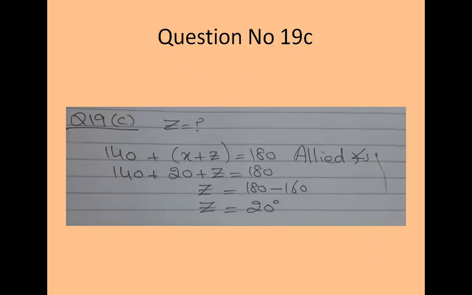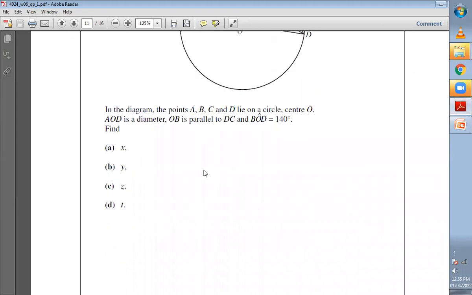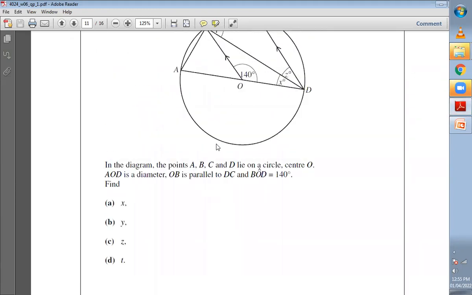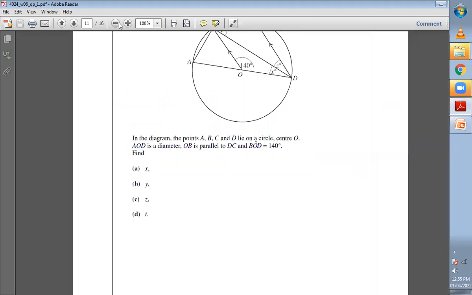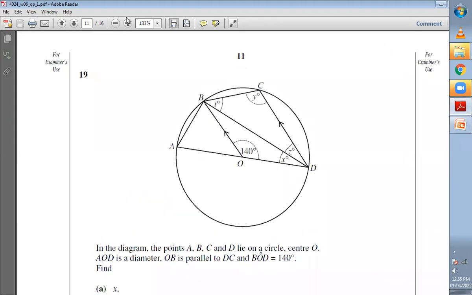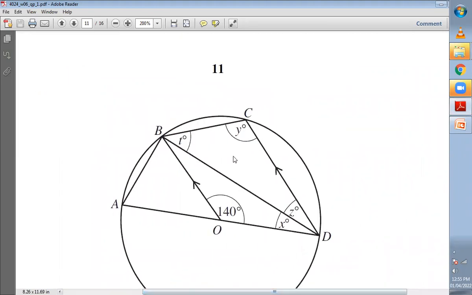So 140 plus the X value is 20 plus Z equals 180. So Z will be equal to 180 minus 160, and Z will be 20 degrees. So the value of Z is 20 degrees. Okay, the last part, the D part, is to find the value of the angle T. So the angle T, they want you to find out the value of the angle T.